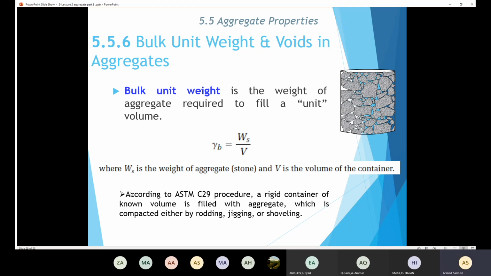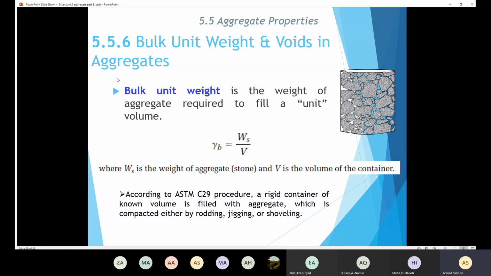So according to the ASTM C29 procedure, and we have also done this test in the lab, we determine two types of bulk unit weight. We determine the loose bulk unit weight, which means that we fill the aggregate inside the container without rodding, and we also determine the rodded bulk unit weight, and in that case we rod the aggregate inside the container.